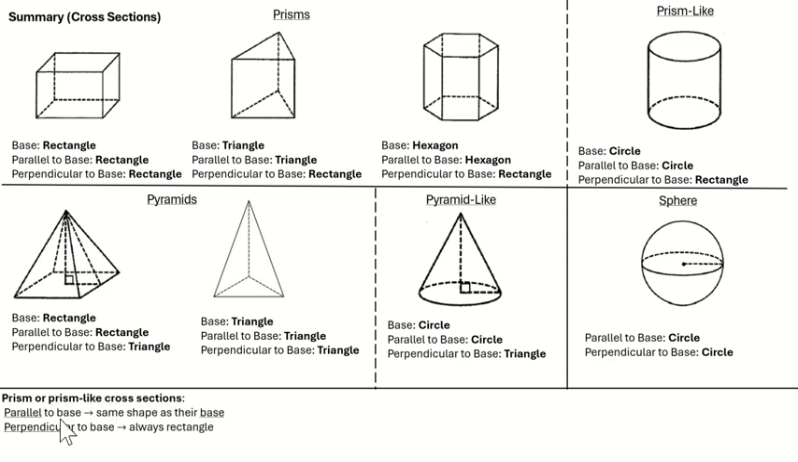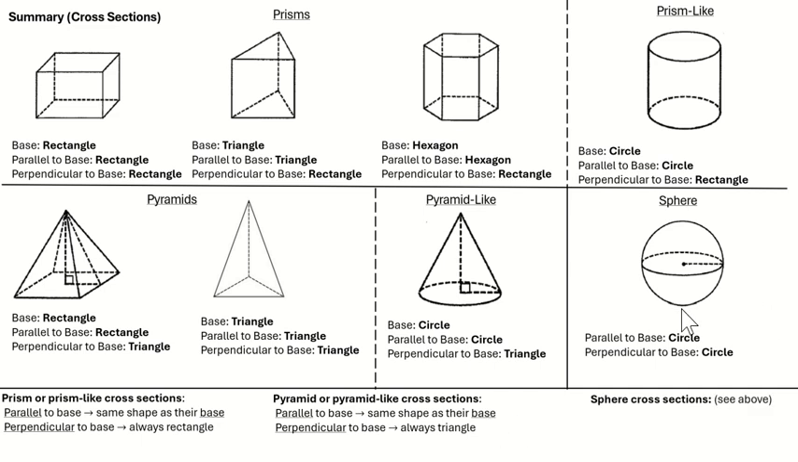So again, just to rehash, parallel to the base for prisms or prism-like, same shape as the base and same size. Perpendicular to the base, always a rectangle. Pyramid or pyramid-like cross sections. Parallel to the base, same shape, although smaller. Perpendicular to the base, always a triangle. And then the sphere, just look above, it's going to be a circle both ways.